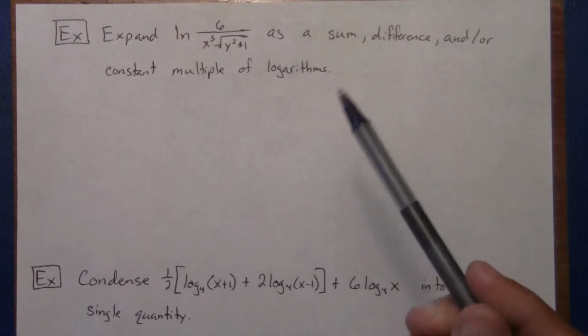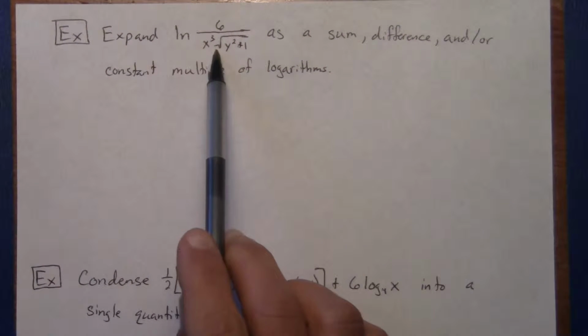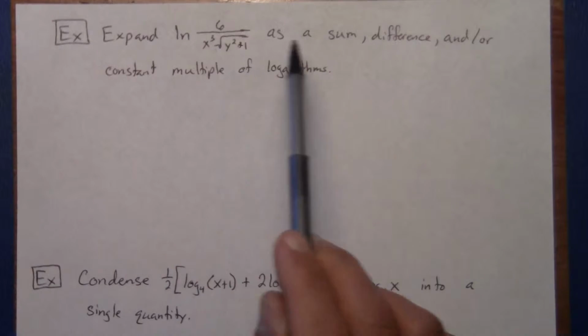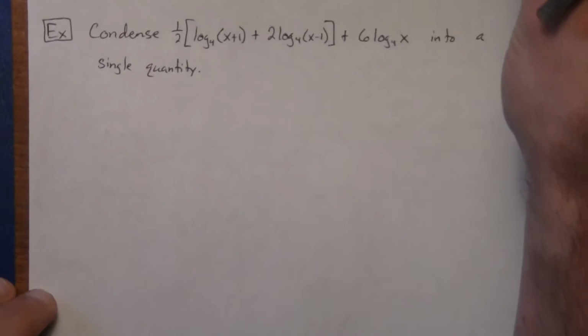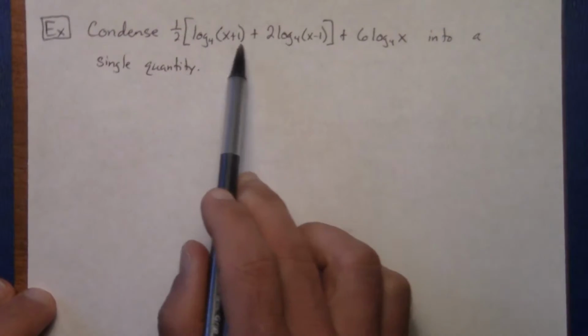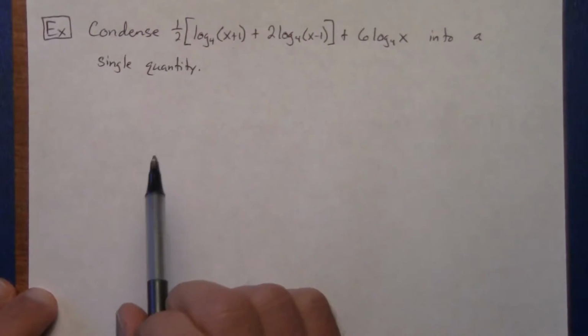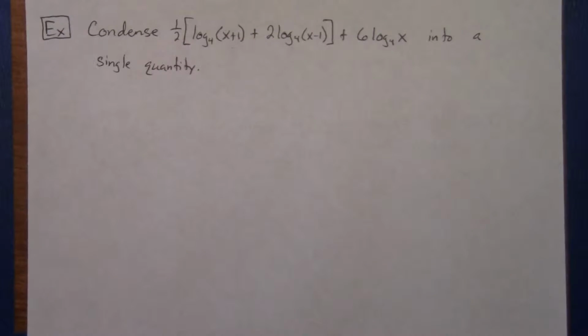Then we're going to use the properties of logarithms to take one term and expand it into sums and differences or constants of multiple logarithms, like we did in the notes. And the last one we'll do is we'll take one that's been expanded and condense it into a single quantity. So those are the 4 problems that I'll do for you today.